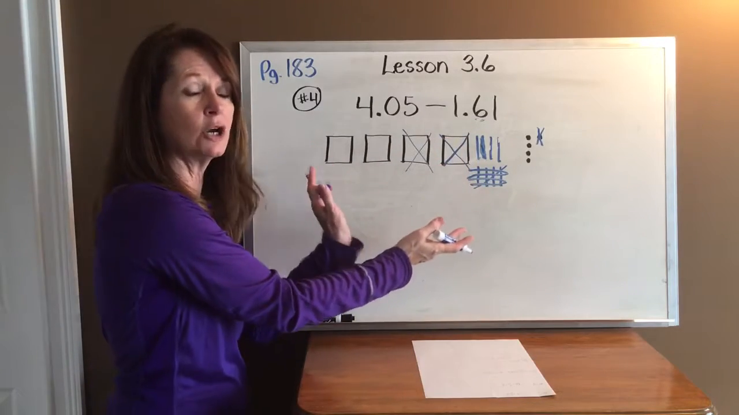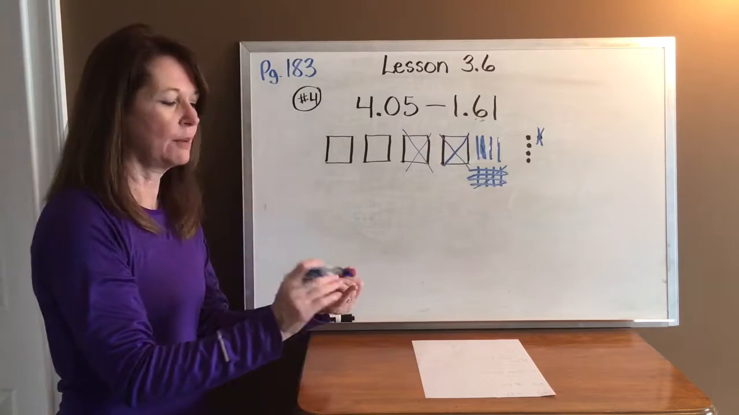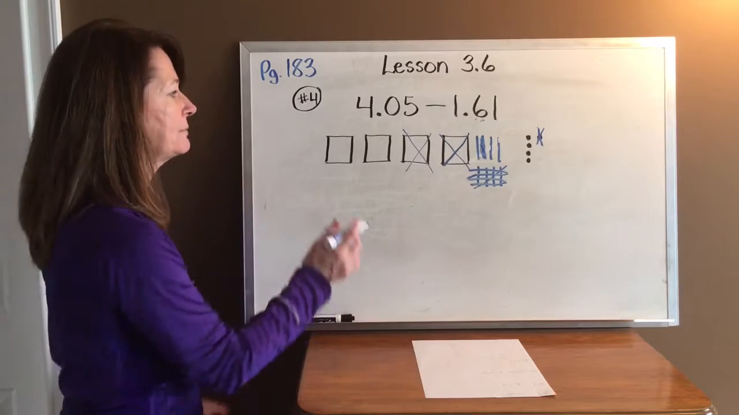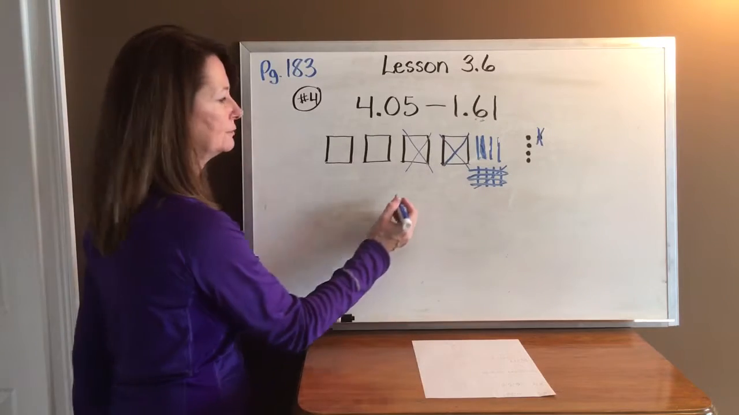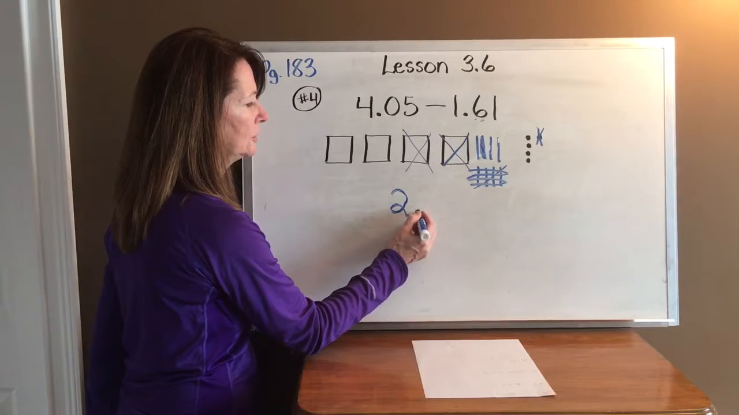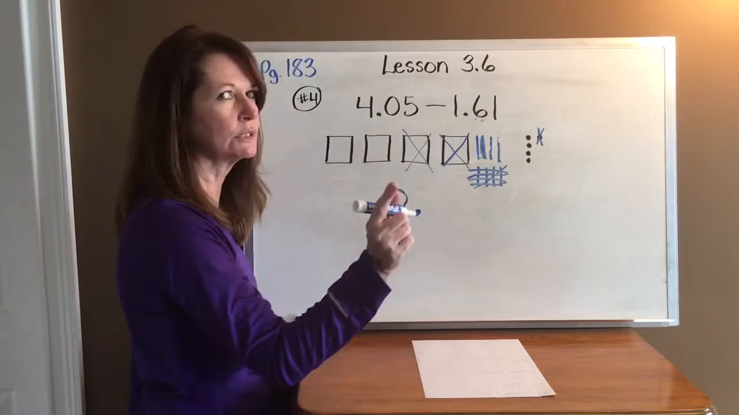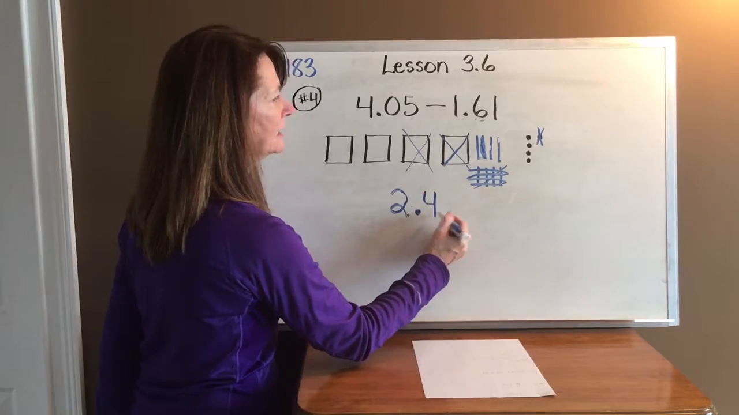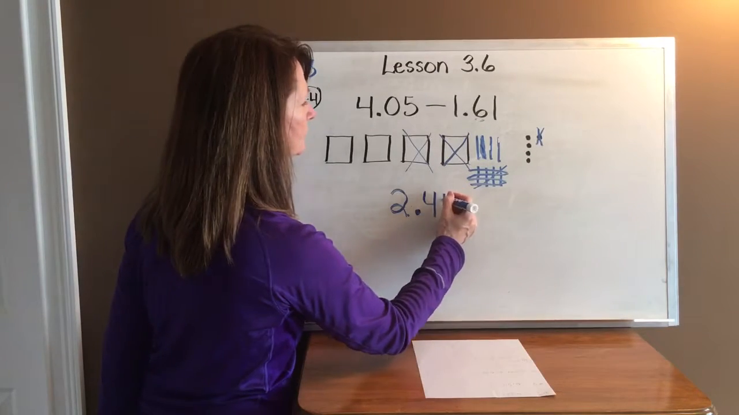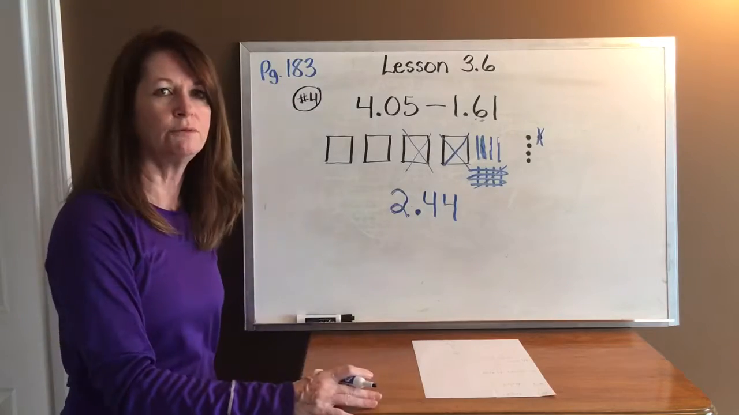What we see in our picture is our answer. So all we have to do is figure out how many wholes do we have, how many tenths, how many hundredths. That's our answer. Okay, so I see 2 wholes. And how many tenths? 1, 2, 3, 4. Just those 4. And how many hundredths do you see? 4. So our answer is 2 and 44 hundredths.